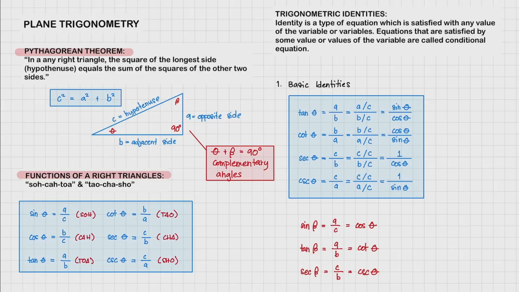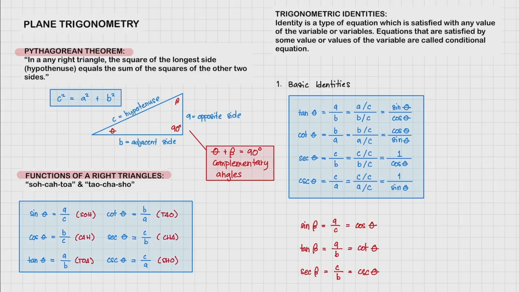And just a reminder, this is only applicable to right triangles. That's one of the most common mistakes that some students make, applying these trigonometric functions to other types of triangles. Alright. So, let's proceed with identities.